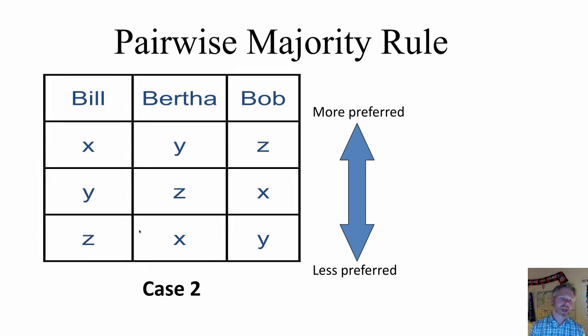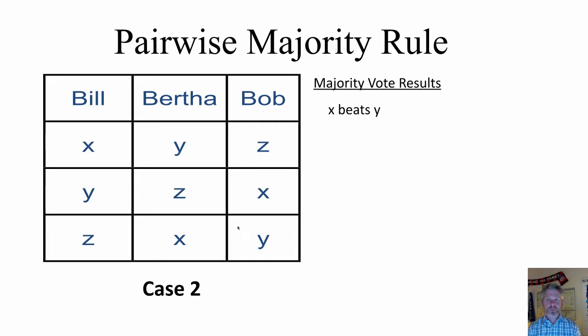So here's another case of Bill, Bertha, and Bob, but I've given them slightly different preference orderings. Bill's are the same, Bertha's are the same, but Bob's are a little different. We're going to do the same sort of things that we did before. We're going to use different voting rules to look at what goes on here. So let's do the majority rule, pairwise majority rule.